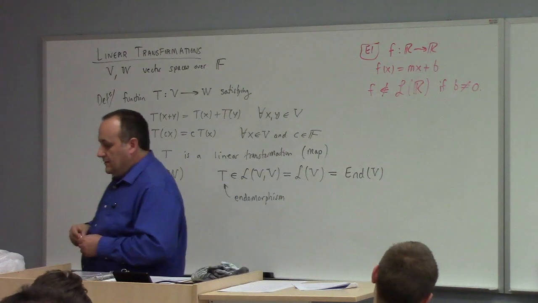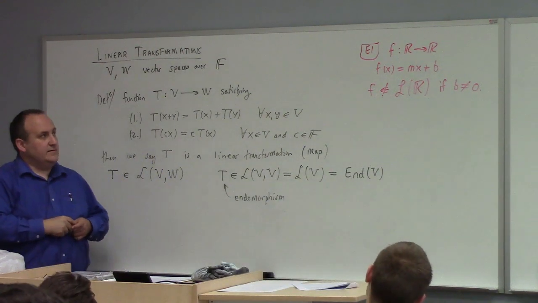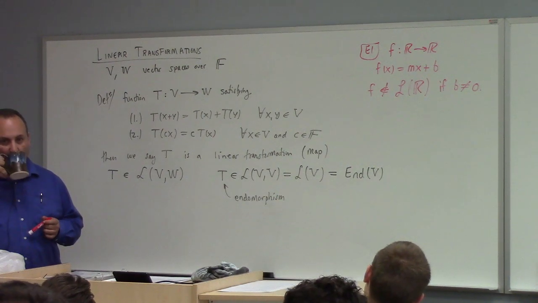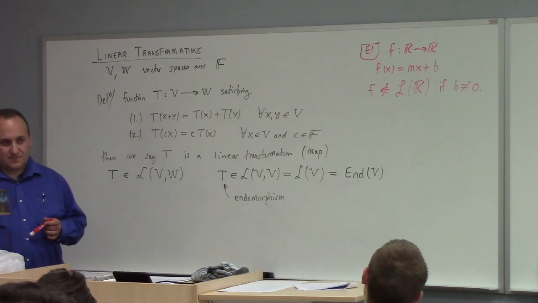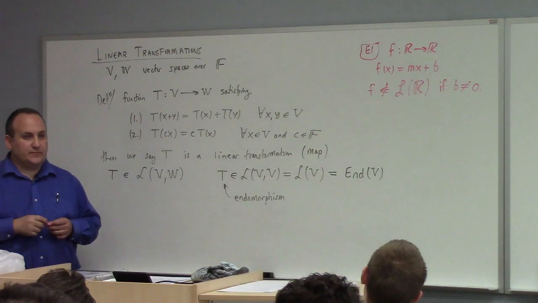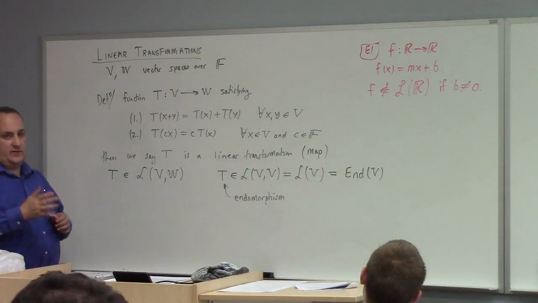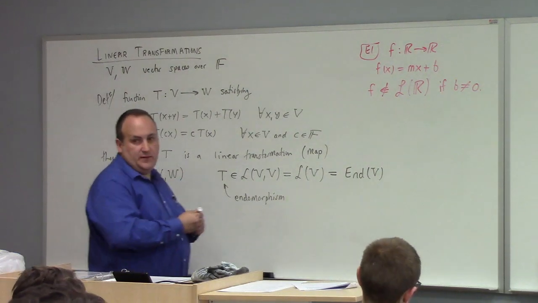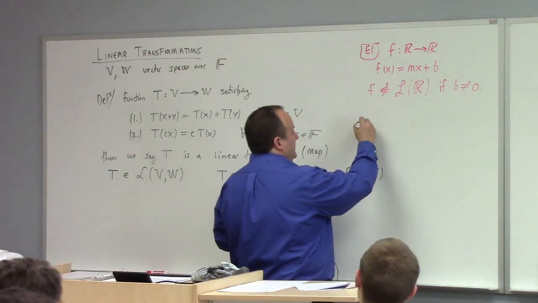So we can prove that a linear function is not a linear function unless b is equal to 0. Let me give you a simple way to prove that. Here's a fundamental theorem about linear transformations. So let's do this theorem, which will help us with example 1.